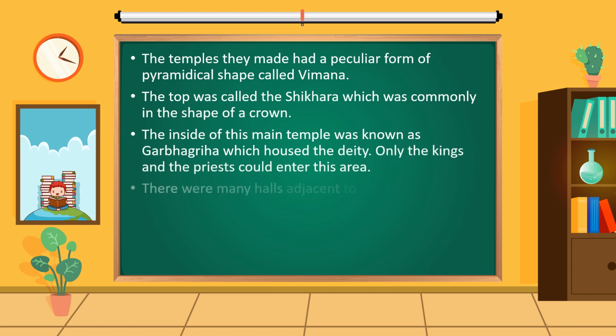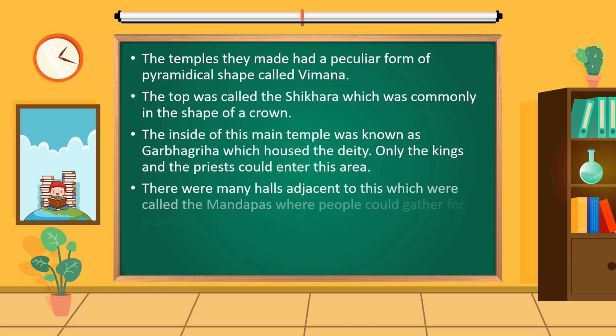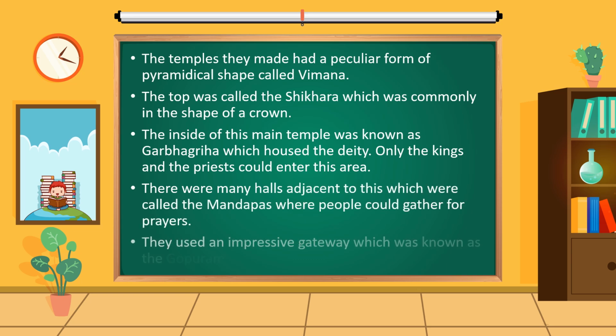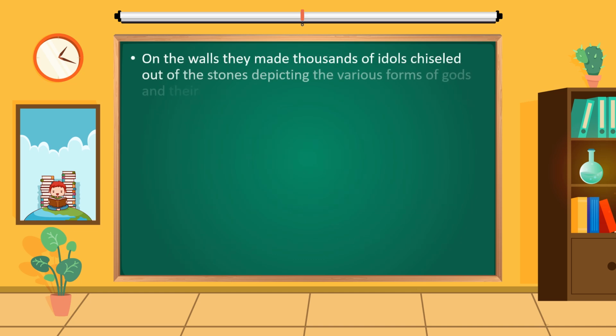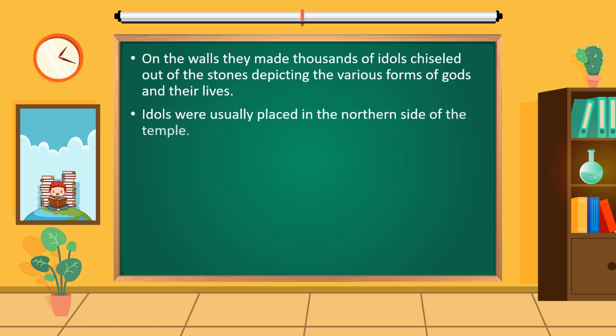There were many halls adjacent to this which were called the mandapas, where people could gather for prayers. They used an impressive gateway which was known as the Gopuram. On the walls they made thousands of idols chiseled out of the stones depicting the various forms of gods and their lives. Idols were usually placed in the northern side of the temple.